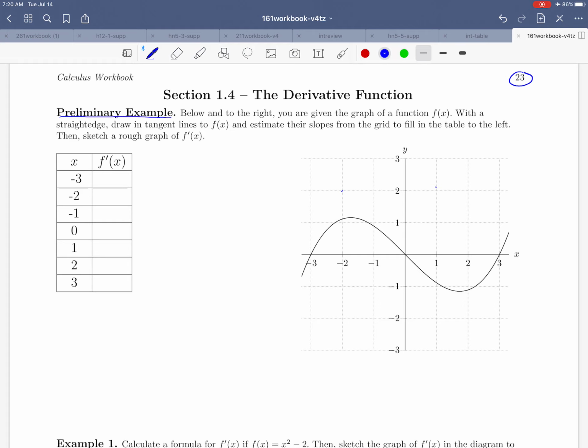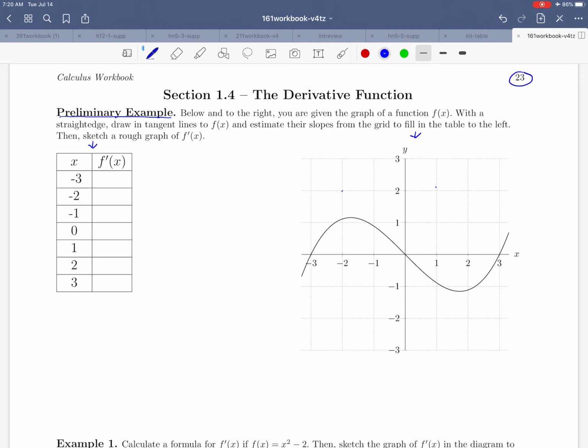So to just kind of get the idea of what this is all about, let's start with the preliminary example here. Let's read this together. So below and to the right, we're given the graph of a function. That's what we're seeing here. And they'd like us to use a straight edge and draw in tangent lines, estimate their slopes, and then use that to fill in the table to the left here. Because remember, the derivative is about a bunch of slopes of tangent lines.